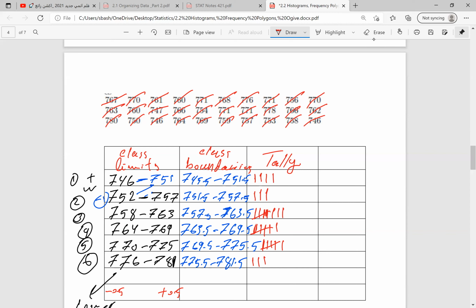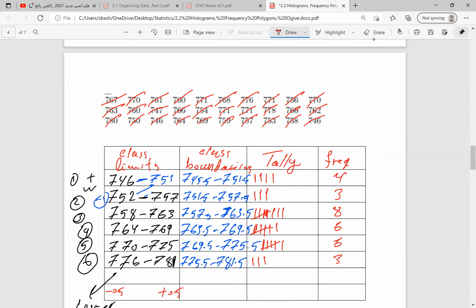So we can now write the frequencies. The first one is 4. Second one is 3. Third one is 8. Fourth one is 6. Fifth one is 6. And the last one is 3. So this is the group, the frequency distribution.